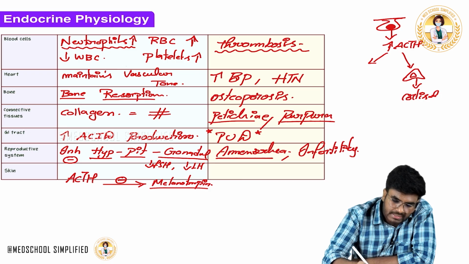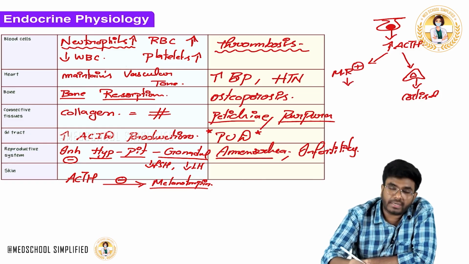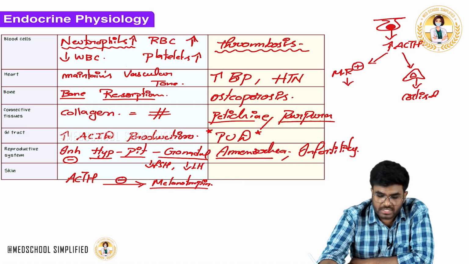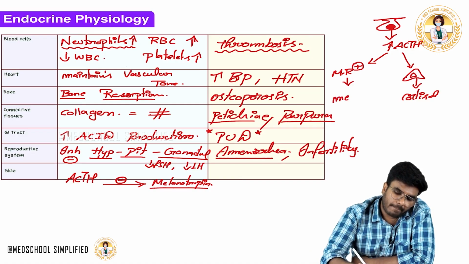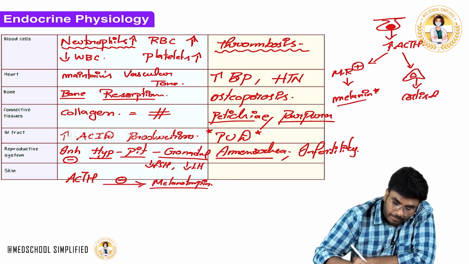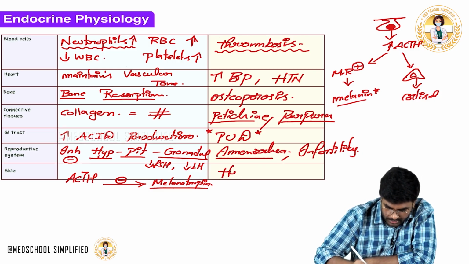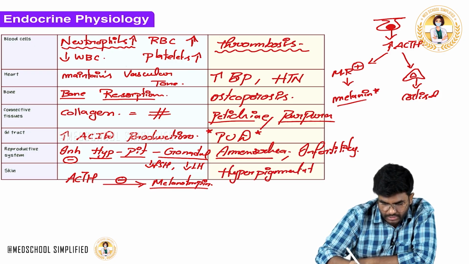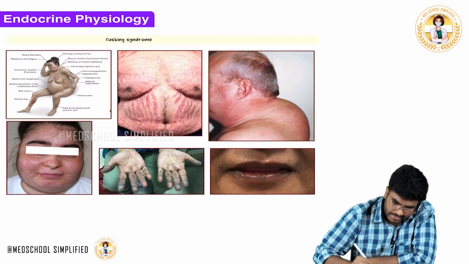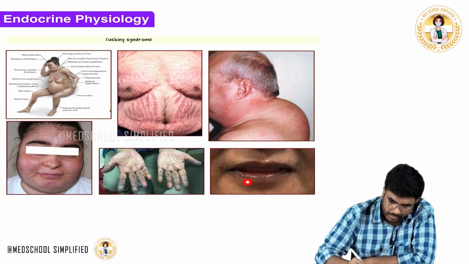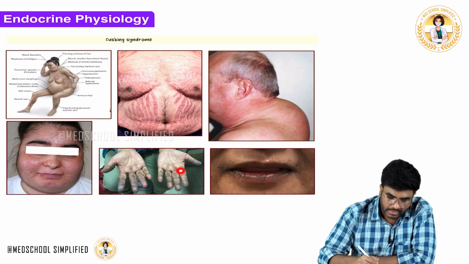So this is one thing. Not only that, this ACTH will stimulate the melanotropin receptors. When the melanotropin receptors are stimulated, more melanin is produced. That will cause hyperpigmentation. In Cushing syndrome, more ACTH will cause hyperpigmentation. You can clearly see here, these Cushing's patients will be having hyperpigmentation in the mucosal membranes or in the skin.